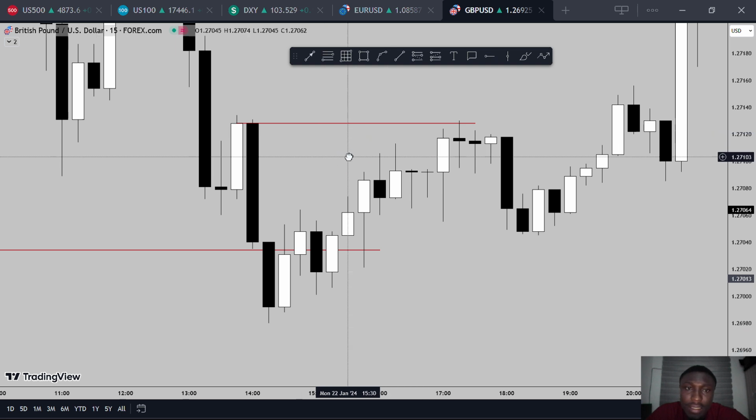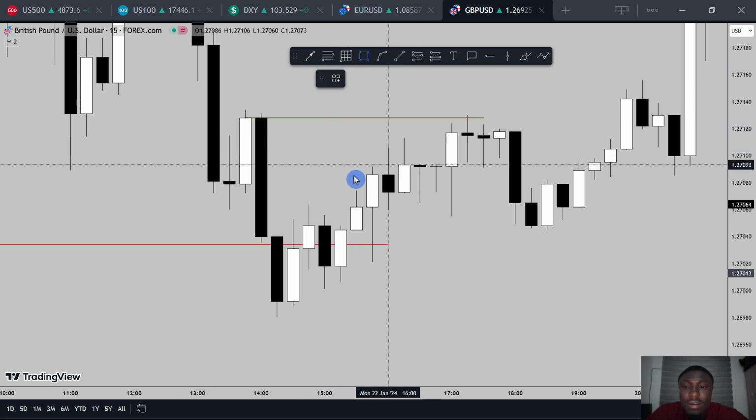So there's an advanced entry technique. Once we see that, we can enter from any discount bullish PDRA that has been formed for entry.